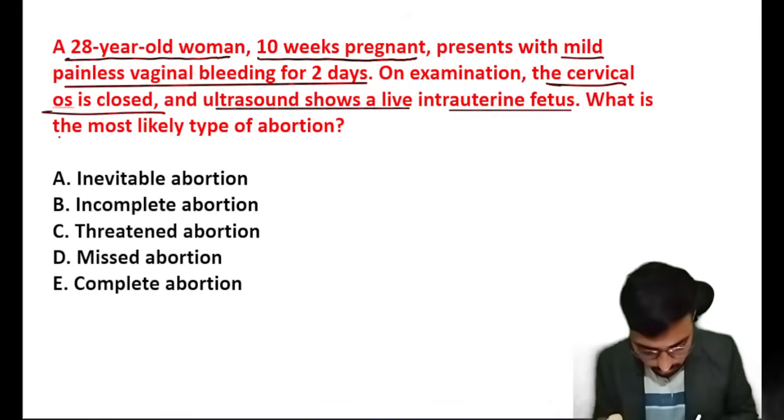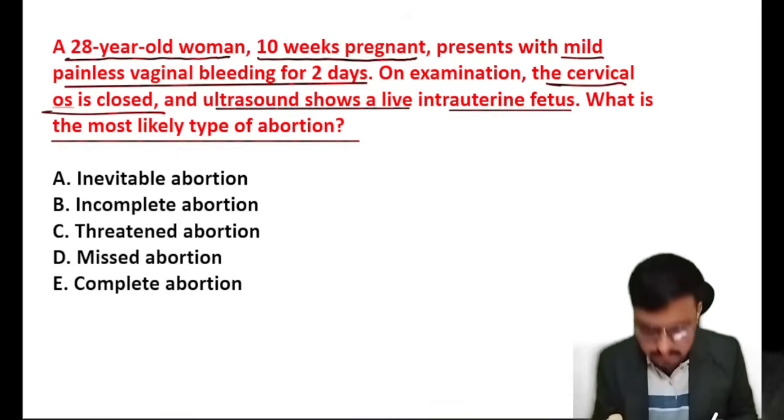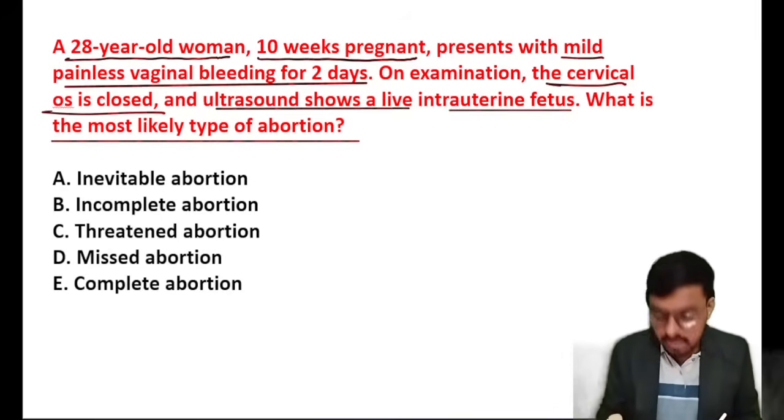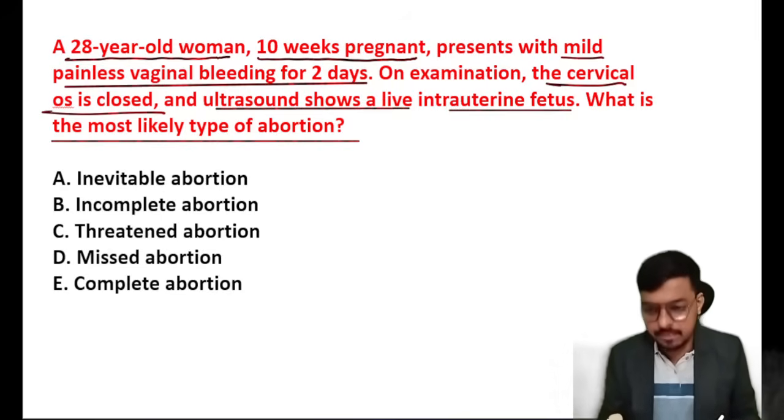So what is the most likely type of abortion this is? Can anyone answer the question? Option A, inevitable abortion, option B, incomplete abortion, option C, threatened abortion, option D, missed abortion, and option E, complete abortion. What is the answer for this one? I'm waiting for your response in the comment box. So please respond in the comments to this particular question.